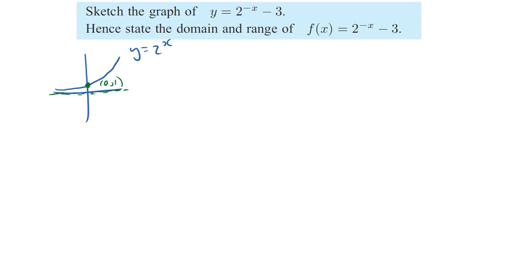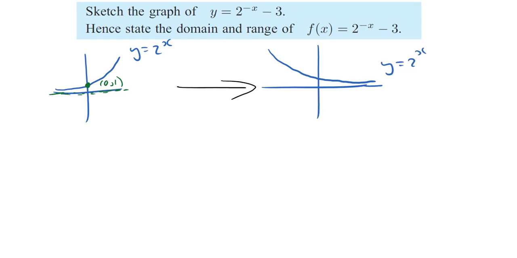Okay, so now that we've got that graph, and that's our starting point, let's think about how we can turn that graph into this thing that we want. So first of all, we've got that 2 to the minus x. If we're replacing an x with a minus x, that's a reflection in the y-axis. So our graph is going to come like this. That's going to be y equals 2 to the minus x. It's just a reflection. We have still got that asymptote line there. We are still crossing at 0, 1.